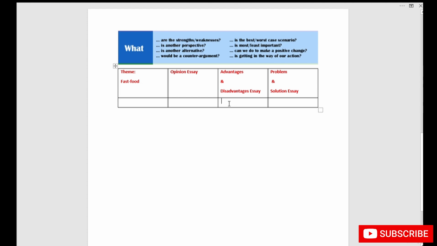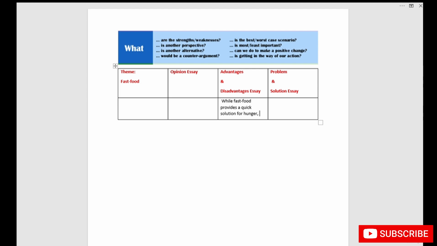So I can say, while fast food provides a quick solution for hunger, it also harms your health. Let's look at the second question. What is another perspective, or what is another alternative? So I think this would go well with the problem and solution essay, where you are offering some solutions.